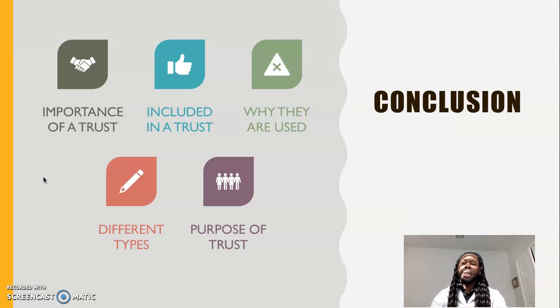And in conclusion, we talked a little bit about each of these, touched specifically on the importance of a trust and how they're used, what they are used for. We also talked about why they're used. We also talked about the different types. Each type has its own journey. They all do different things. There's no one size fits all. So different trusts have different attributes you can use depending on your situation.